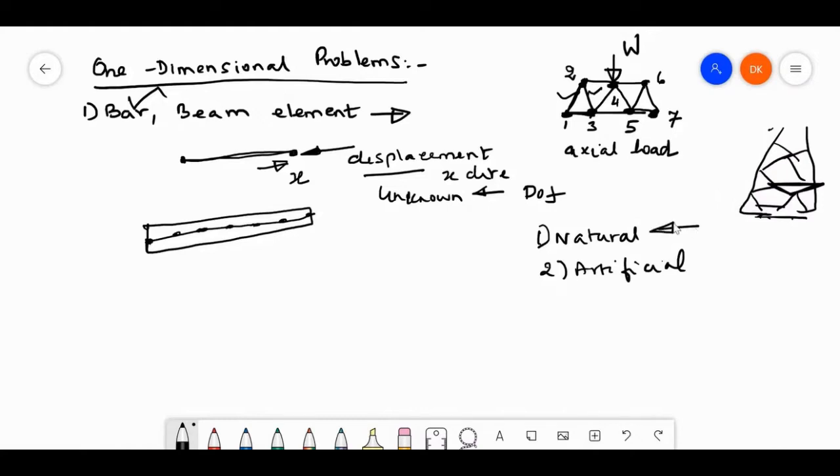The natural discretization example is a truss. Here I am not discretizing anything. As it is, I am using these frames as elements and the pivot points as nodes. This is natural discretization. Whereas when I take a solid rod, I am subdividing it into a number of elements. The solid rod is subdivided into a number of elements. This is artificial discretization. I already discussed this in the first chapter.